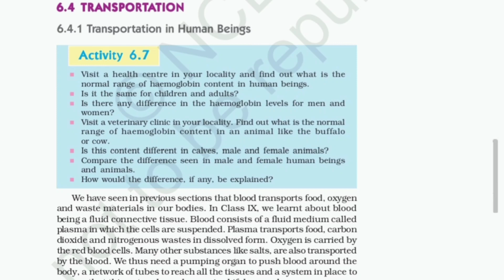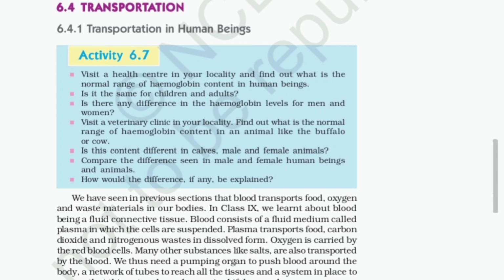We have seen in previous sections that blood transports food, oxygen and waste materials in our bodies. In Class 9, we learned about blood being a fluid connective tissue. Blood consists of a fluid medium called plasma in which the cells are suspended. Plasma transports food, carbon dioxide and nitrogenous wastes in dissolved form. Oxygen is carried by the red blood corpuscles. Many other substances like salts are also transported by the blood.